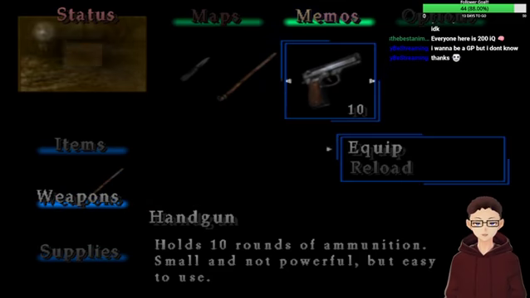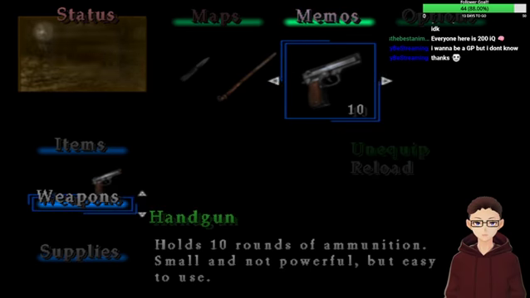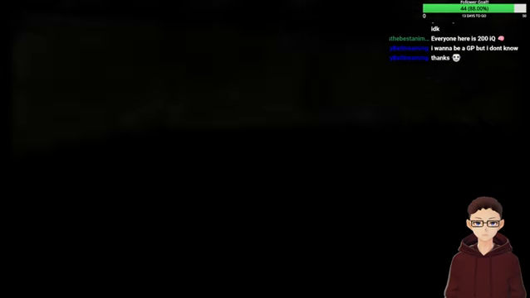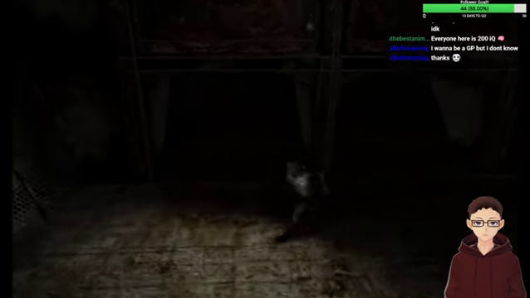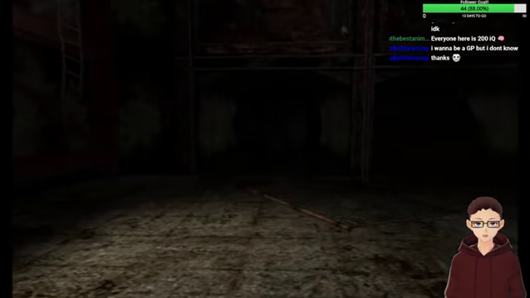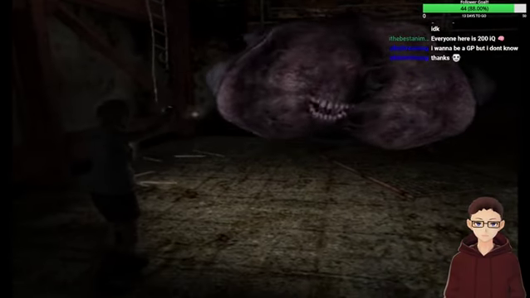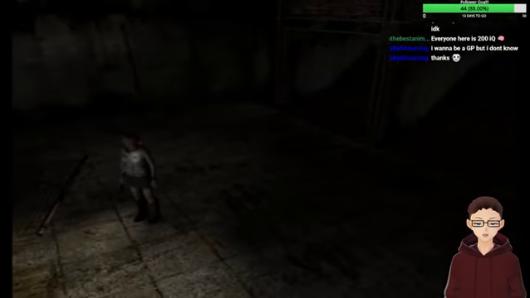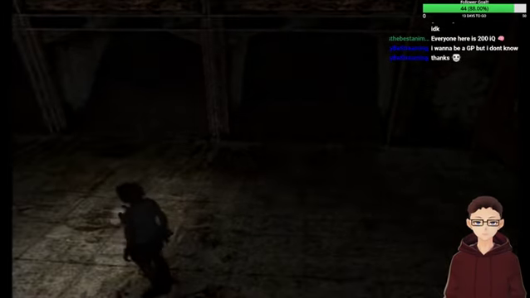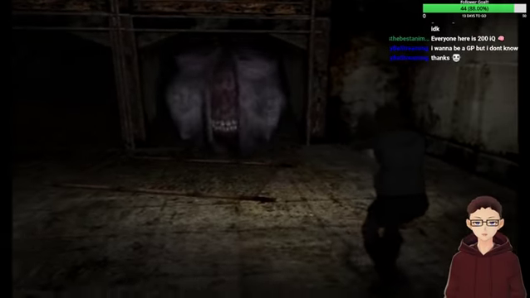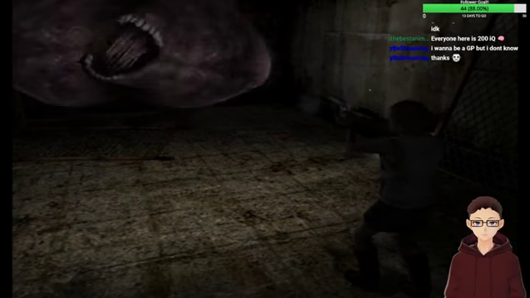Okay. We have 28 bullets. I don't want to get close enough to have to do melee, so I have to be really careful and pay attention to where it's going to come out. There you are. 2, 3, 4. Okay, I can get 4 shots, and then he moves. Where's the next one? Oh, I hear you. Oh, there you are. Oops. 1, 2, 3, 4.